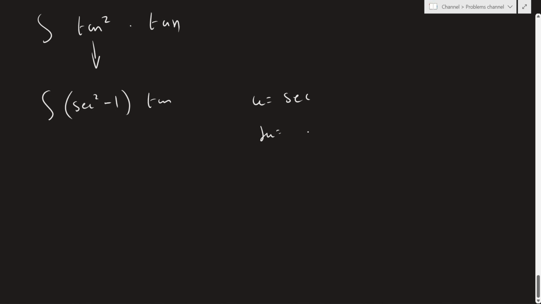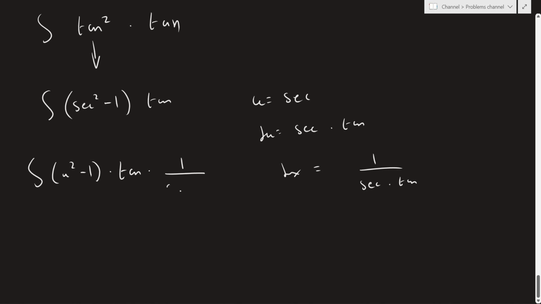So du will be secant times tan. So dx will be 1 over secant times tan. So let's replace here. It's going to be u squared minus 1 times tan times 1 over secant times tan. So cancel the tan here. 1 over secant will stay. And also we know that we changed secant to u, right? So we can replace secant to be u.